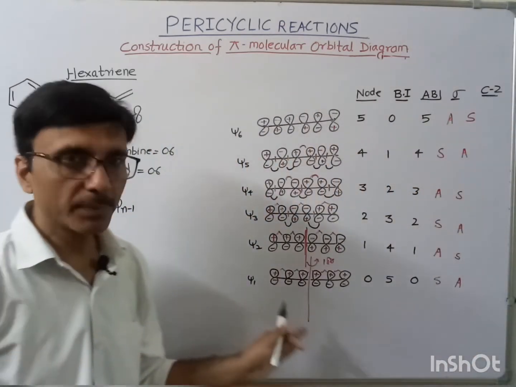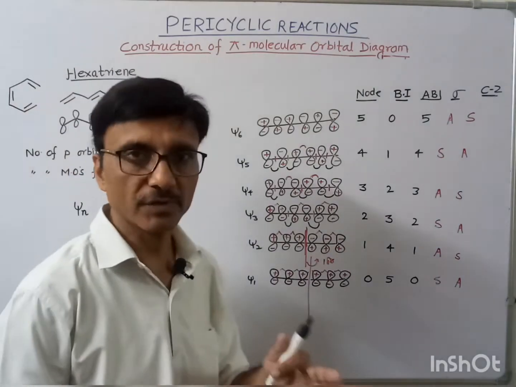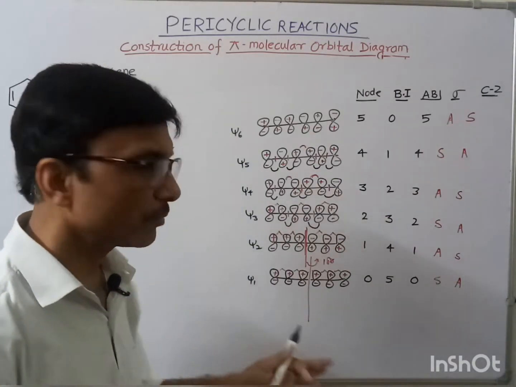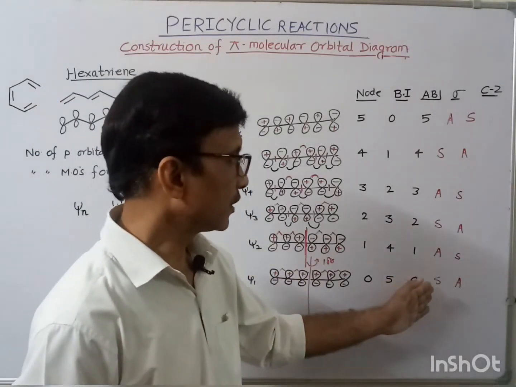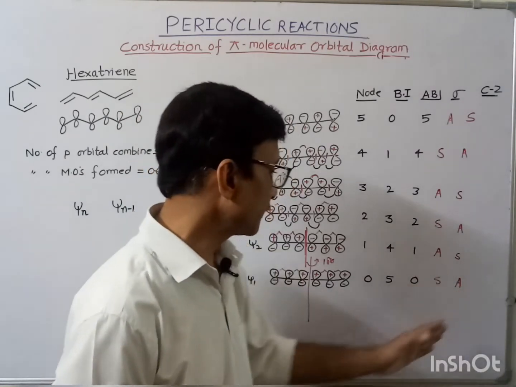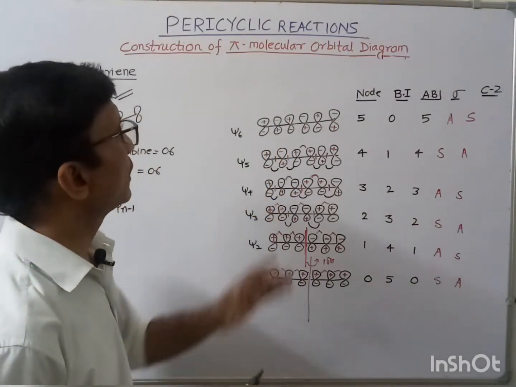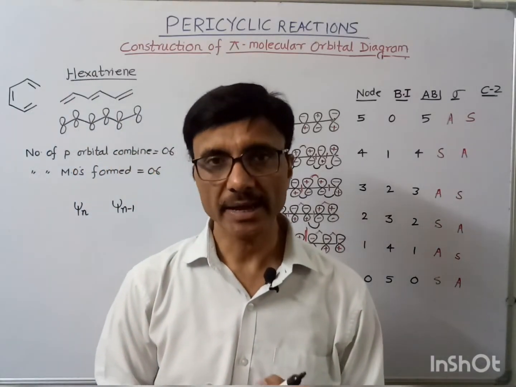In my previous lecture, I showed it with the help of a model. You may see my previous lecture, and with the help of the model, you will better understand how we can assign the mirror plane symmetry and C2 symmetry. So this is about the construction of the pi molecular orbital diagram for hexatriene.